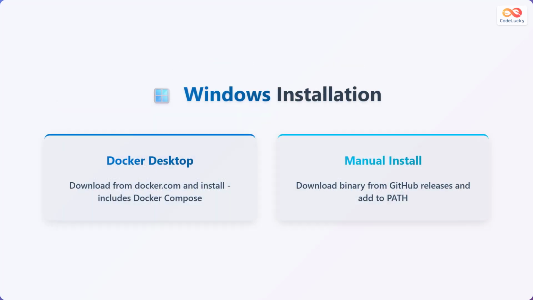For Windows, you have a couple of options to install Docker Compose. You can install Docker Desktop, which includes Docker Compose. Alternatively, you can perform a manual install by downloading the binary from GitHub releases and adding it to your system's path.